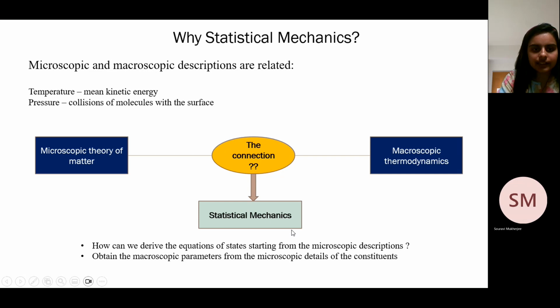Okay. So statistical mechanics helps you to derive the equation of state starting from some microscopic descriptions. In a way, it allows us to obtain the macroscopic parameters like temperature, pressure, and so on, from the microscopic details of the constituents. And in that case, we don't have to know the individual descriptions of all the constituting particles. We can just look at a probabilistic description of the system, and we will see how it works.